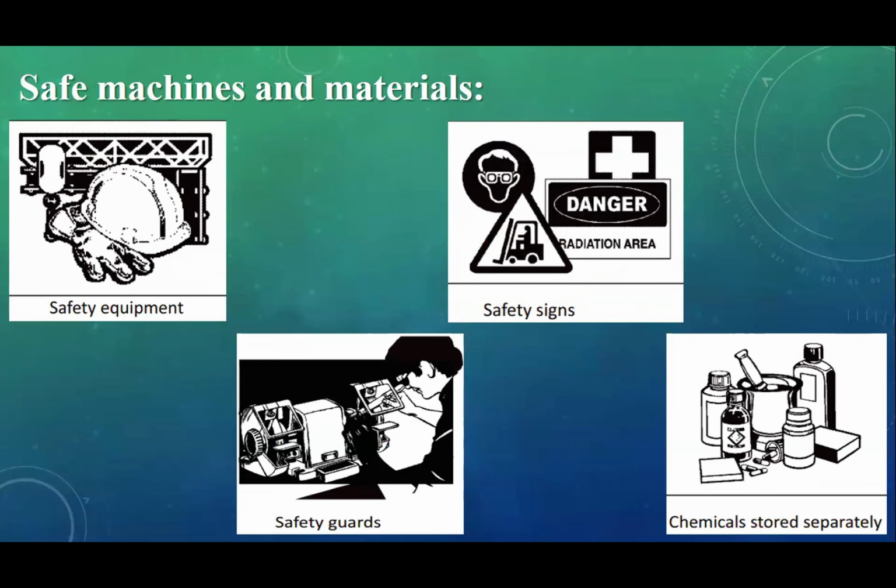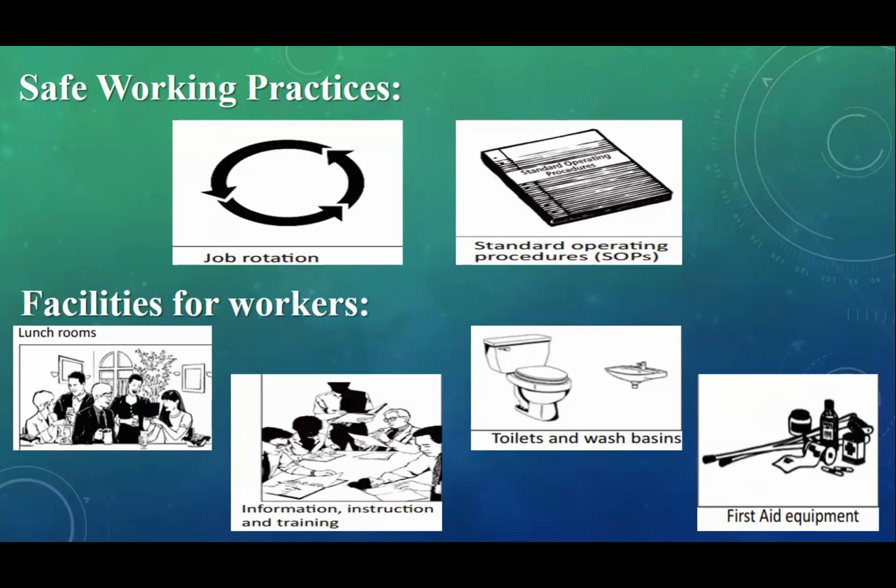Safe machines and materials. So here you can see the safety equipment, the safety signs, the safety guards, chemicals stored separately. We also have the safe working practices, which are job rotation and standard operating procedures. And for the facilities for workers, we have lunch rooms, information, instruction and training, toilets and wash basins, and first aid equipment.